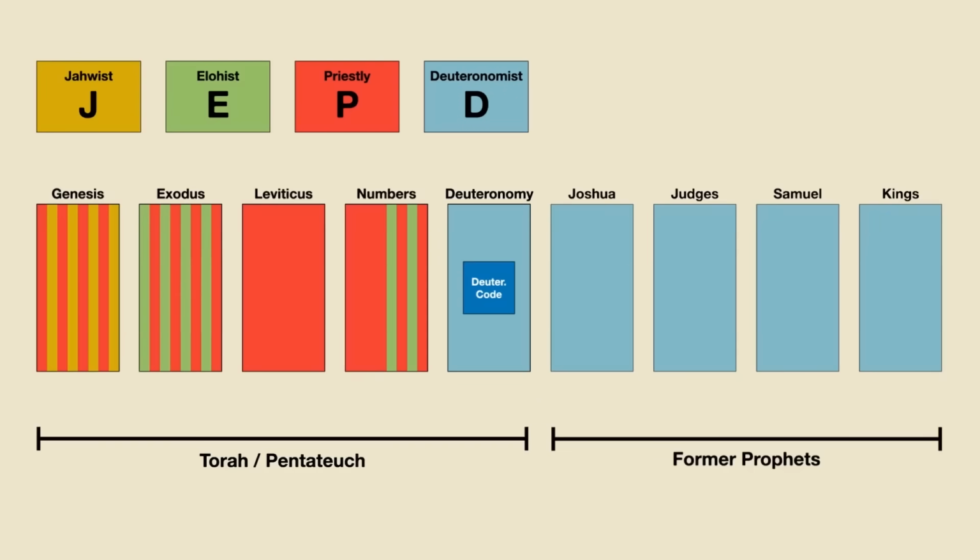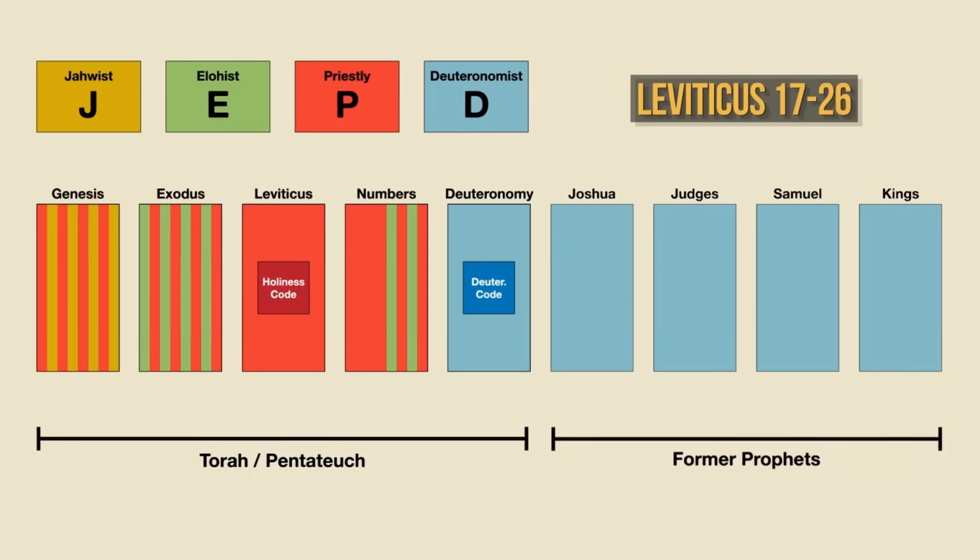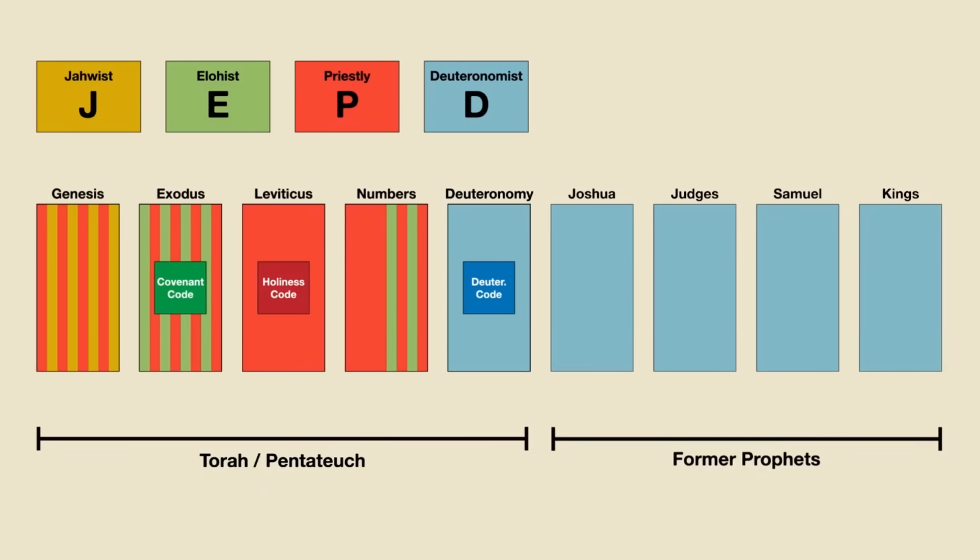I didn't mention it in episode 1, but the priestly source actually contains a distinct unit called the Holiness Code that may be older than the priestly source itself. It can be found in Leviticus 17 through 26 and is sometimes considered a separate source, labeled H. Finally, there's the Covenant Code, considered part of E, found in Exodus chapters 20 to 23. But back to the former prophets.